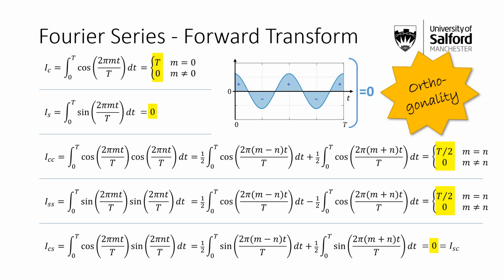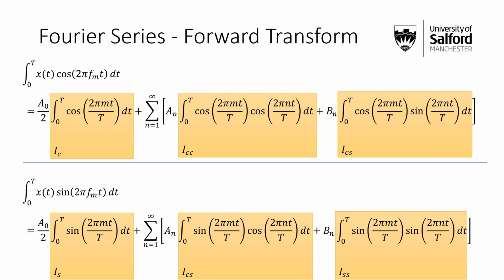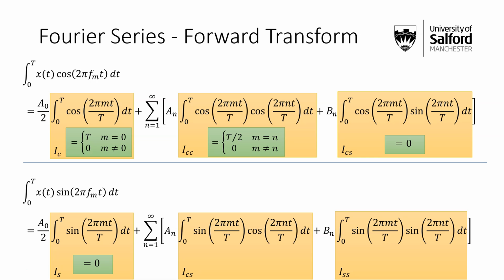So let's go back to our previous slide and plug in some of those results. So IC, that was 0 unless m equals 0, in which case it was t. ICC, that was t over 2 if m equals n and 0 otherwise. ICS was always 0. Coming down to the bottom row, the first term IS was always 0. The second cross term was always 0. And finally, we have one that is t over 2 when m equals n.